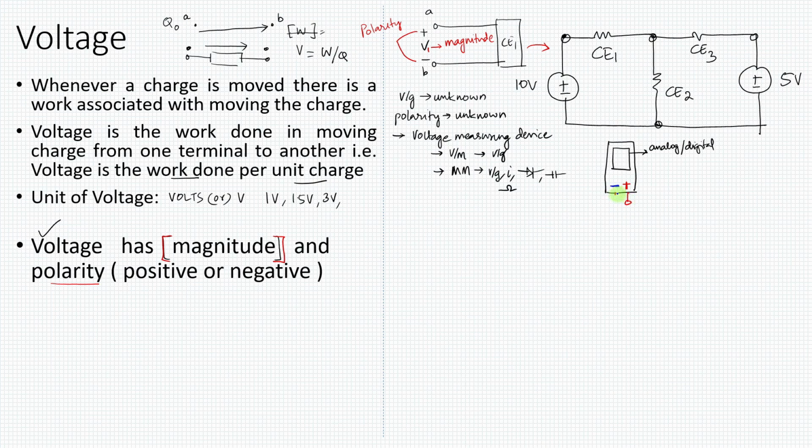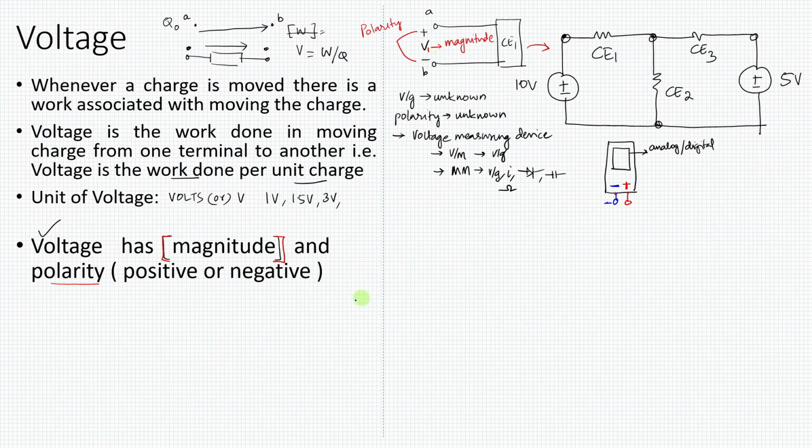And you can use these leads to connect the multimeter to the circuit element. You have a positive lead and a negative lead, and you can connect these leads to terminal A or terminal B as per your understanding of the circuit. Now that you have seen the representation of voltage and you have a multimeter with you, let us see how this polarity and magnitude is written.